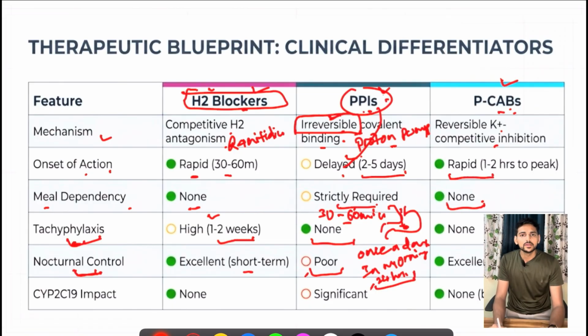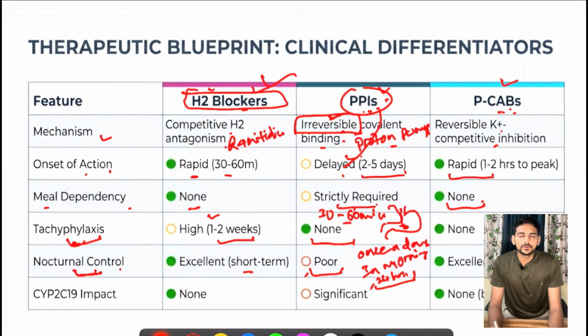We will not be sure during night time when these proton pumps are regenerated. That's why there will be re-emergence of the symptoms during night time. So we can say nocturnal control is quite poor. So what we can do for this? We can advise to take this particular medication during evening hours, or else we have to choose some other group along with the PPIs for nocturnal symptoms control.